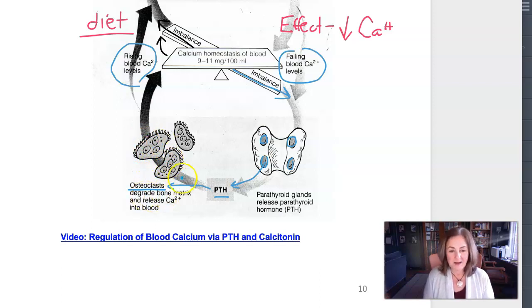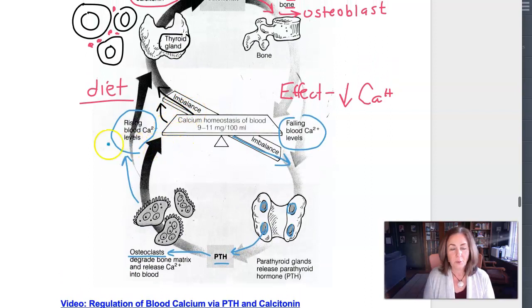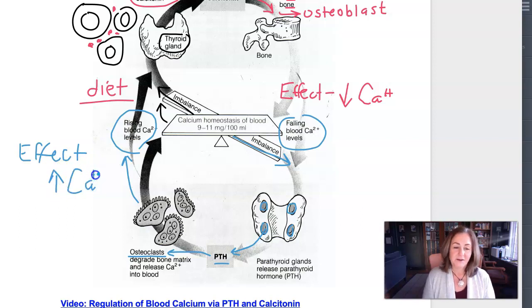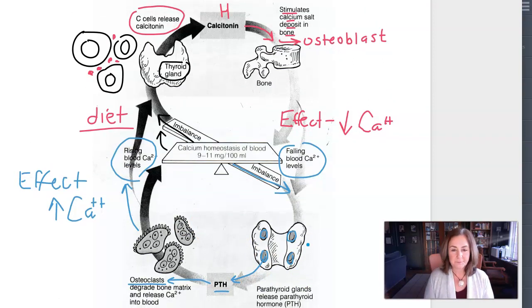But where we're getting that calcium is we're taking it from the bone. After we dissolve it out of the bone, that calcium is going to go into the blood, and that will increase our blood calcium level. So the effect of parathyroid hormone is to increase our blood calcium level. So you can see that calcitonin and parathyroid hormone are working in opposition.